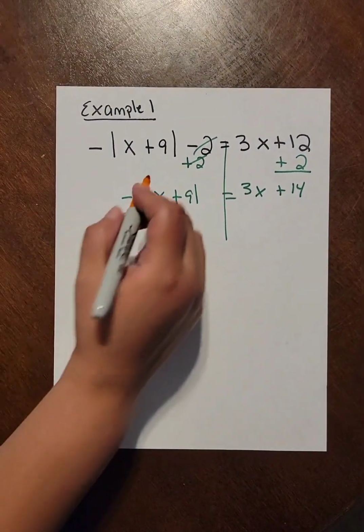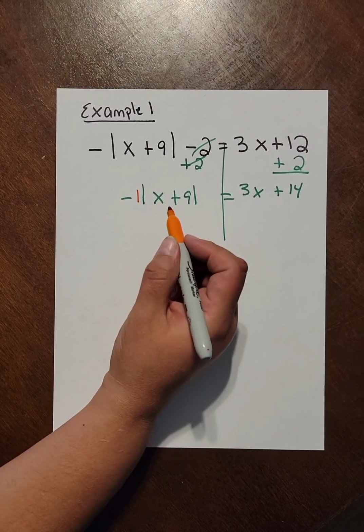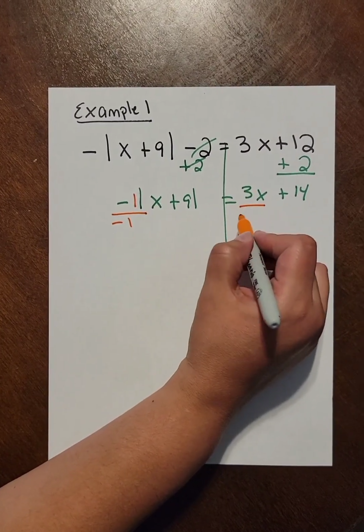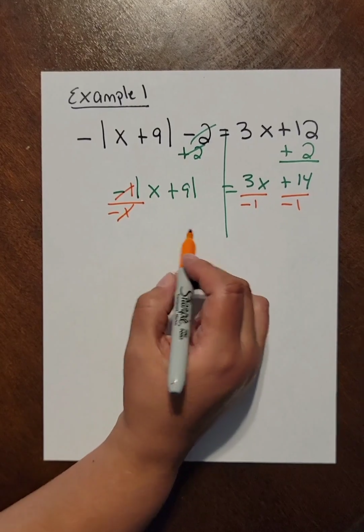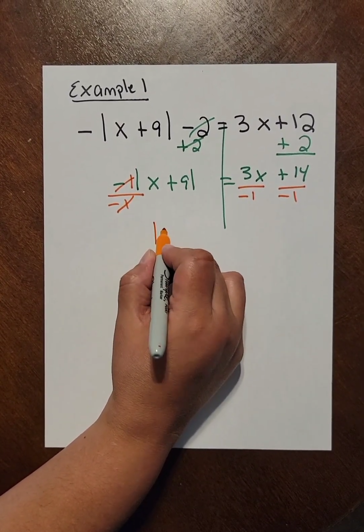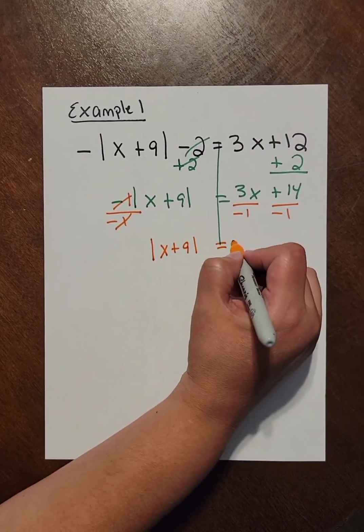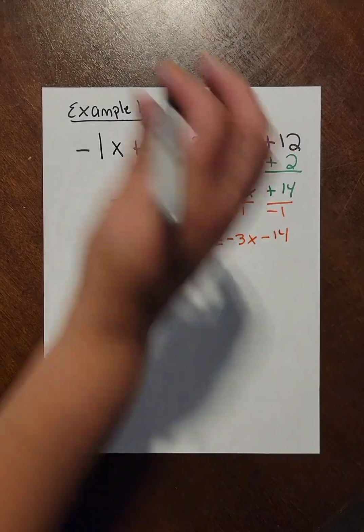So with the negative, there's an invisible 1. So this is multiplied by the absolute value of x plus 9. So I'm going to divide both sides by -1. Each piece gets divided by -1 on the right side. So now I have the absolute value of x plus 9 equals negative 3x minus 14.